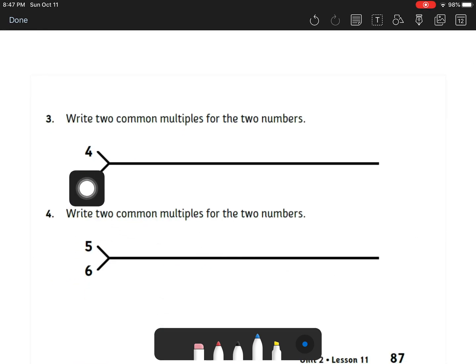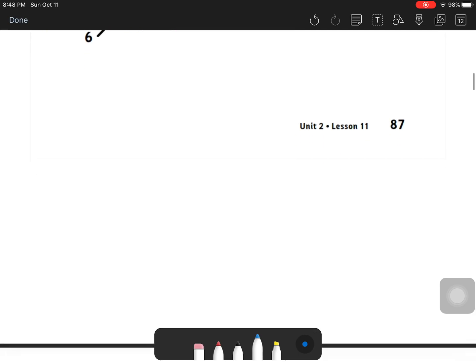And same with these two, 4 and 5. We'll multiply them together and get 20. And then we just count by 20s, so 20 and then 40. And same with these, 5 and 6. Multiply them together and we get 30. And then we count by 30, and we add that and we get 60.